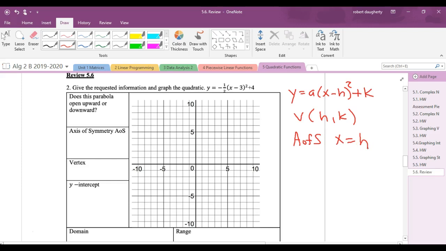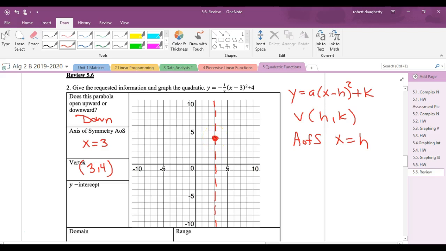So does this parabola open up or down? It's got a negative sign in front of it. It goes down, okay? What is the axis of symmetry? That's the line x equals 3. What you can also do is when you find something, go ahead and graph it. There's the axis of symmetry, okay? What's the vertex? The vertex of this guy is (3, 4). So (3, 4) is right there, okay?